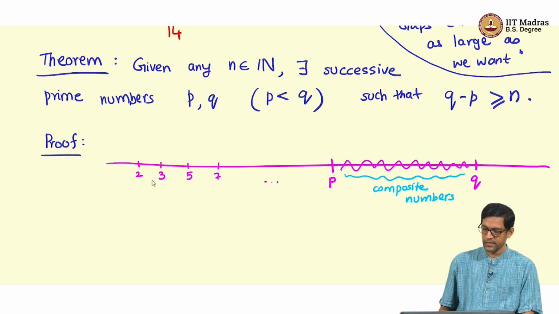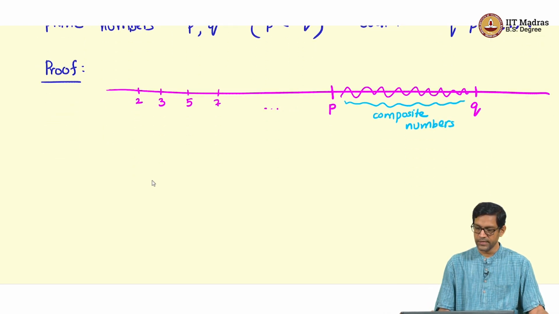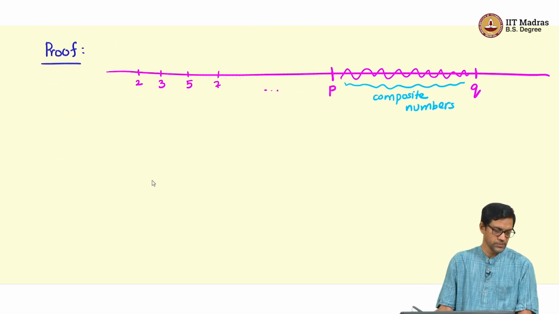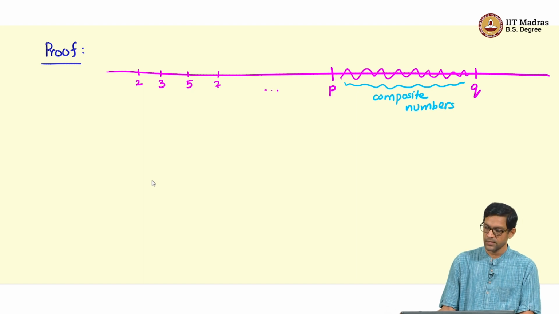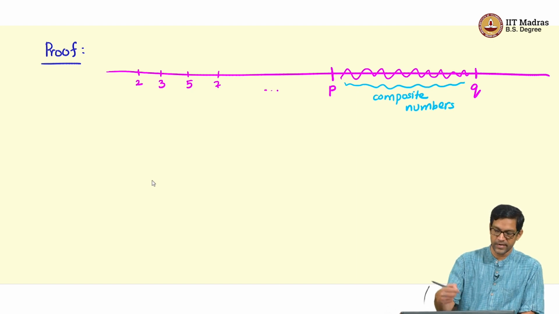So, what this is saying is that I can find arbitrarily long sequences of composite numbers. Okay. So, if I write out the integers, I can find long sequences of composite numbers inside them. So, that is the idea of the proof. We will try and find such sequences. And this is a very nice trick.